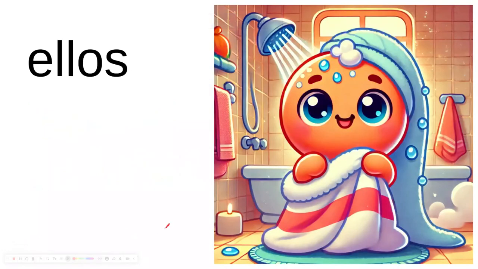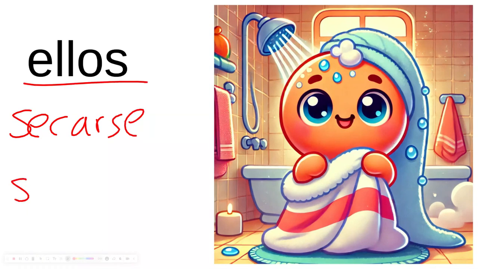Okay, in this image, we have a person drying off. So the verb to dry off is secarse. So I want to say they dry off, and that would be ellos se secan. Ellos se secan.